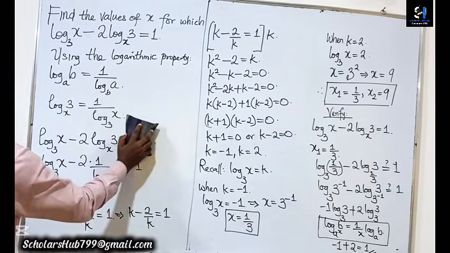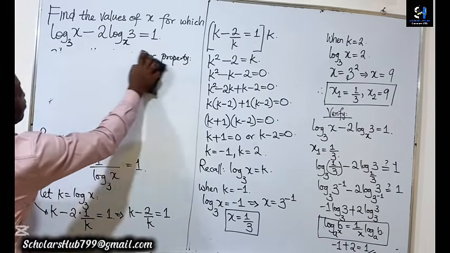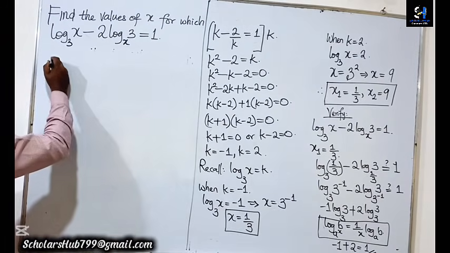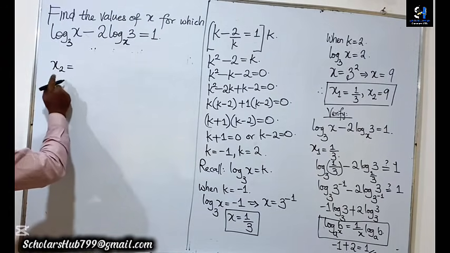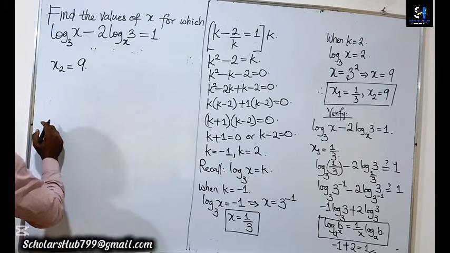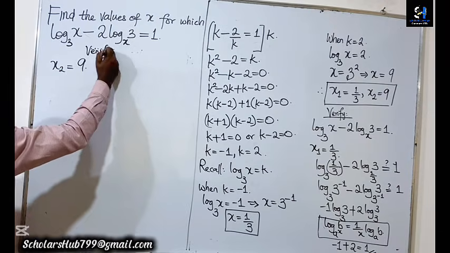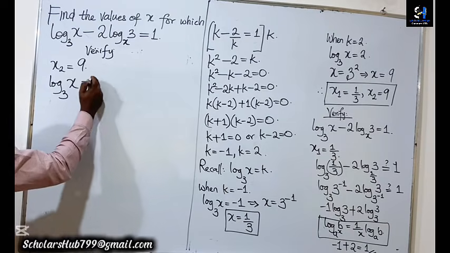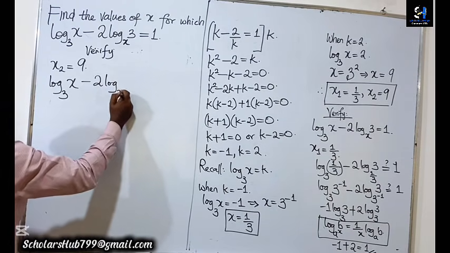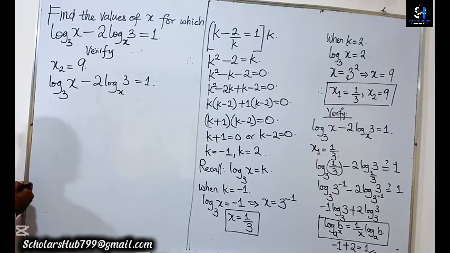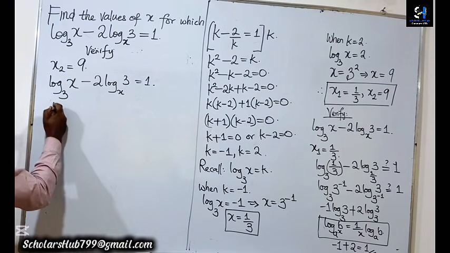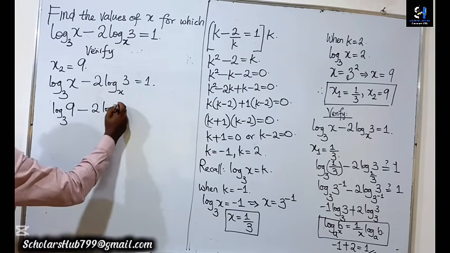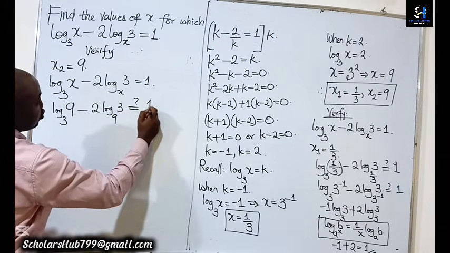All right, let's continue from here. Now, the second value of x, when x equals 9, we want to verify. We have the original equation log base 3 of x minus 2 log base x of 3 equals 1. So when the value of x is 9, we have log base 3 of 9 minus 2 log base 9 of 3. Now, will this be equal to 1?